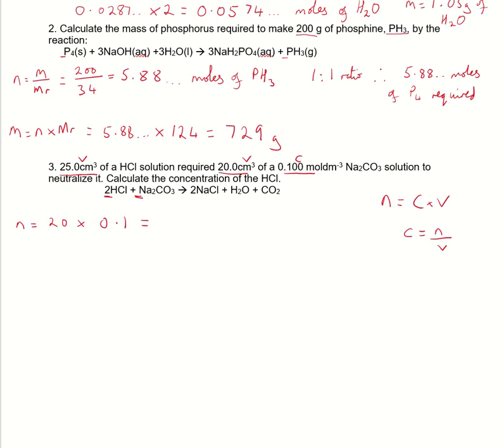Now, there's one little thing that I'm missing here. The unit is in cm cubed. You must always remember to convert it to dm cubed so that it matches the unit here. So 20 divided by 1000 and then times by 0.1. And that gives us an answer, if my mental maths is right, 0.002 moles of sodium carbonate.